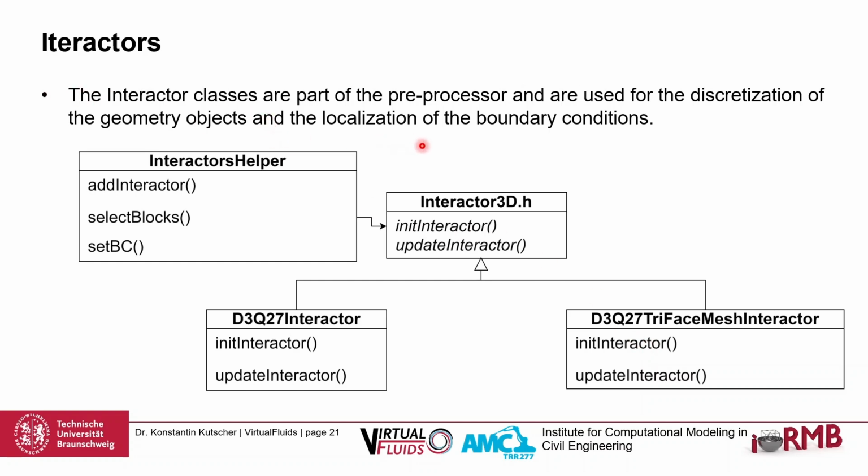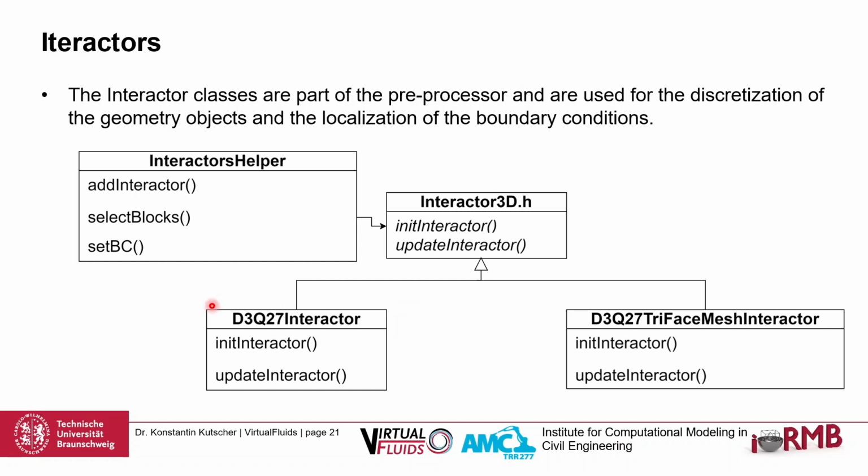Okay, then we have the interactors class. The interactor class we use in preprocess and for discretization: the grid, geometry objects, localization and boundary conditions. In these classes we decide which nodes are fluid, which nodes are solid, where the boundary is, which nodes are boundary conditions, and which boundary conditions should be set on this node. So these are important classes for grid generation.